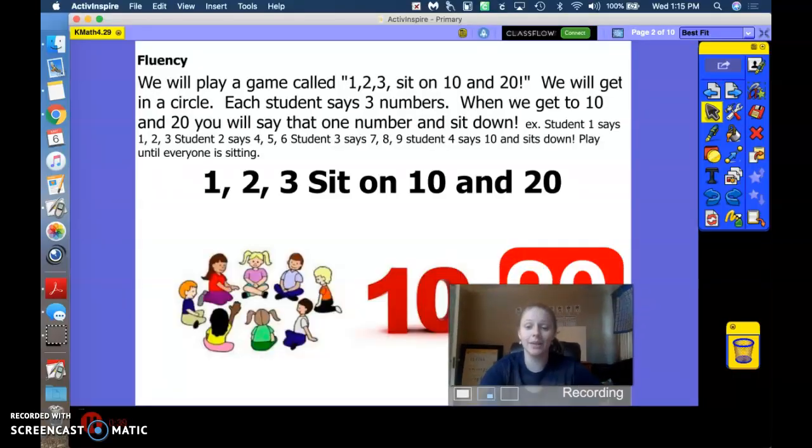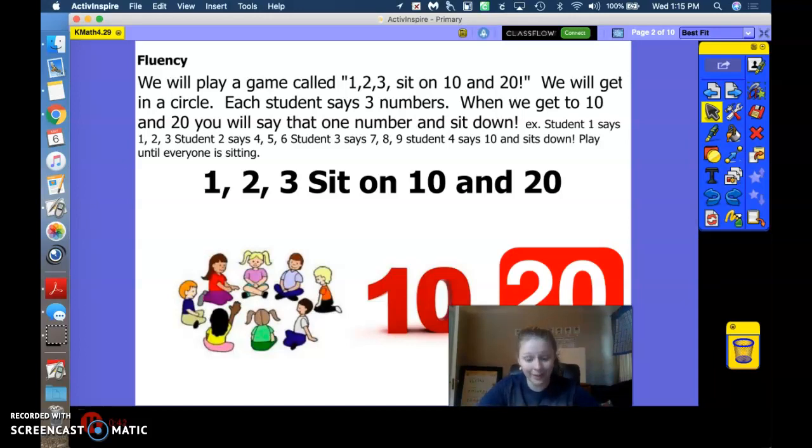All right, here is a game that you can play at home with your family or some friends. It's called 1, 2, 3, sit on 10, and counting all the way up and sitting on 20. So if the person says 10, in the circle, they sit down and they can play next round. And if the person says 20, they sit down and play the next round. I hope you have fun playing this game.